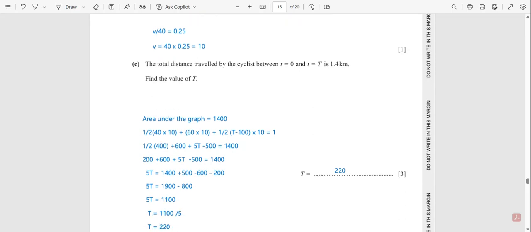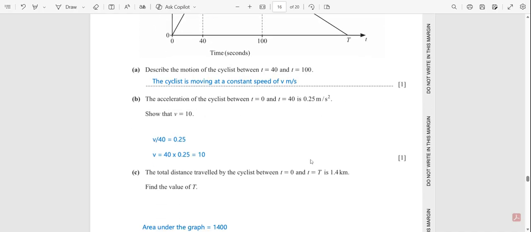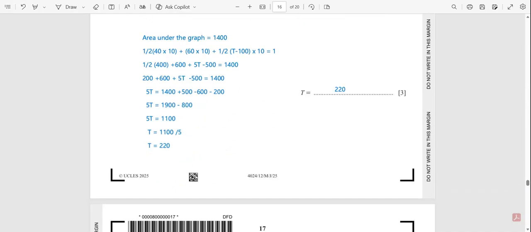The total distance traveled by the cyclist between t equals 0 and t equals T is 1.4 kilometers. Find the value of t. The area under the graph gives us the distance, and the total distance is 1.4 kilometers or 1400 meters. So I will calculate the area of this triangle, this rectangle and this triangle and equate it to 1400. So 1 by 2 into 40 into 10, plus 60 into 10, plus 1 by 2 into (t minus 100) into 10, is 1400.